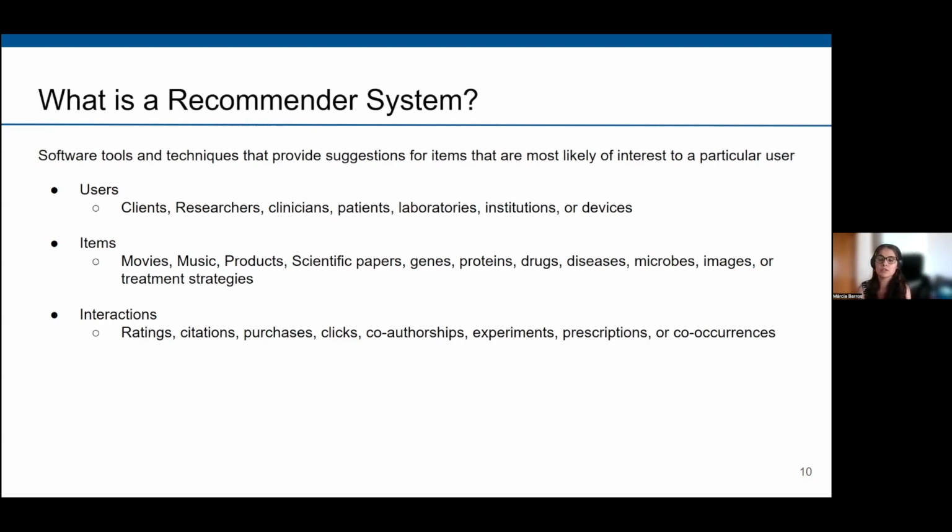The interactions: we are used to seeing interactions as ratings. So some user provides some classification to a product, but these interactions can be much more, such as citations, purchases, clicks, co-authorships, experiments, and a lot of different types of scores.